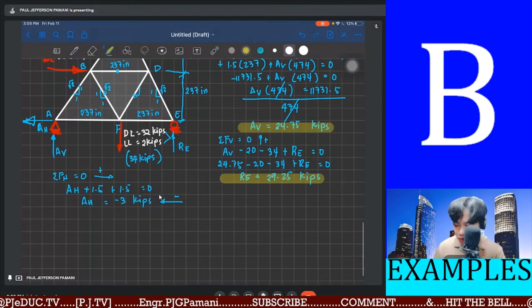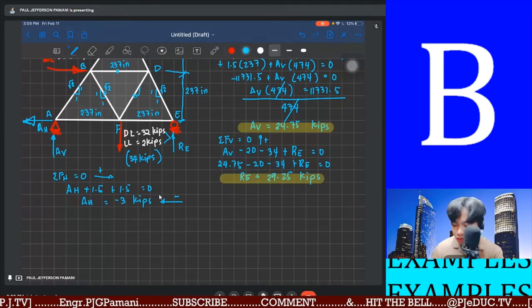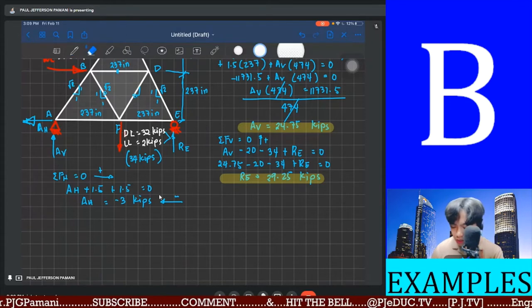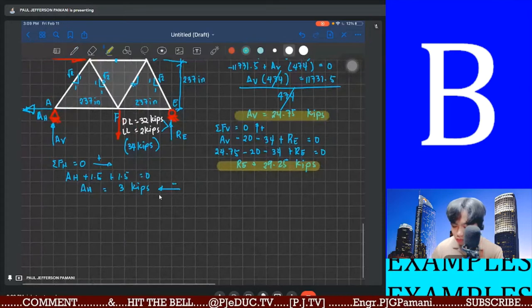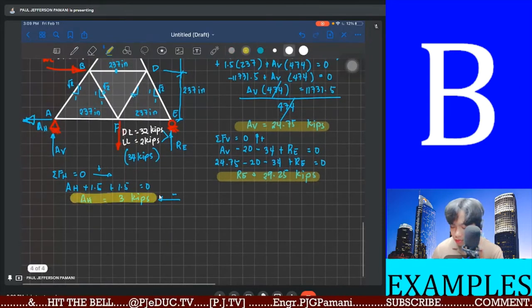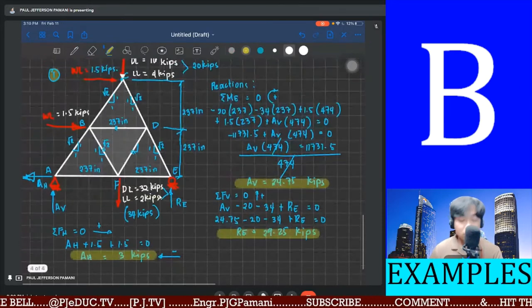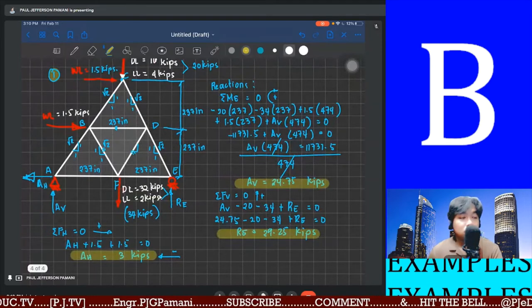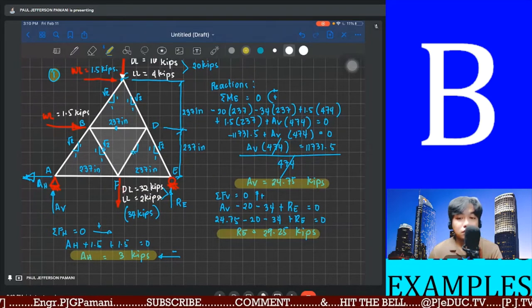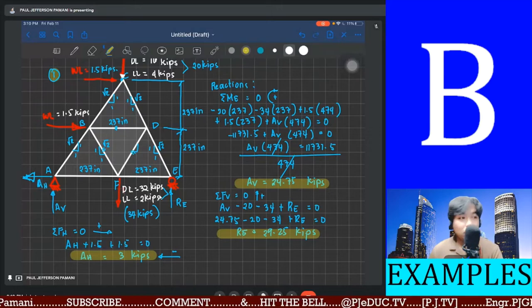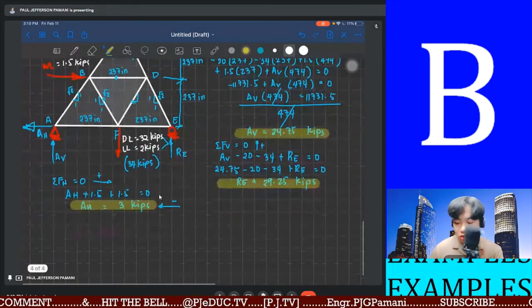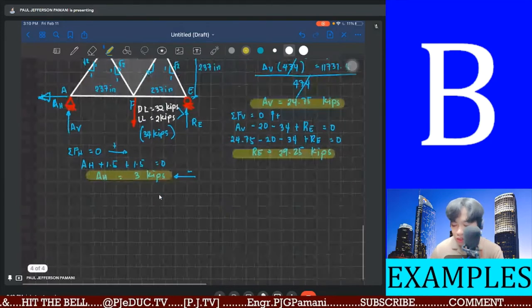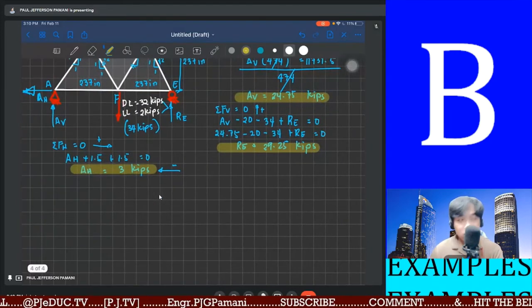Ito ngayon yung ating wind load. Ay, yung ating horizontal reaction. Nakuha yan? Yes, sir. Now, for us to determine now the bar forces on each member, try lang natin isolve yung dalawa. We have, let's try with joint A.